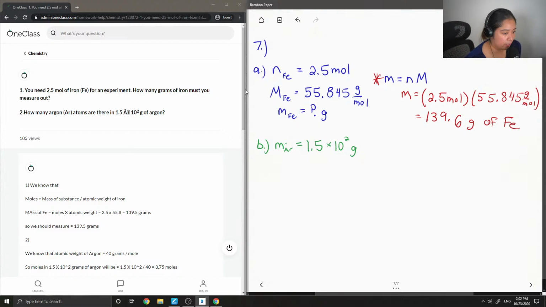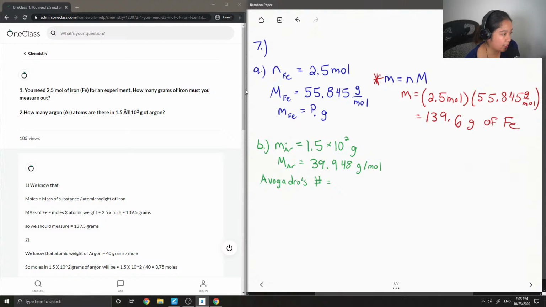I'm also going to write down the molar mass of argon, which again you can just find in a periodic table. And it is 39.948 grams per mole. And the first thing we want to do first is find the number of moles. That is because we want to use Avogadro's number to find out the atoms.